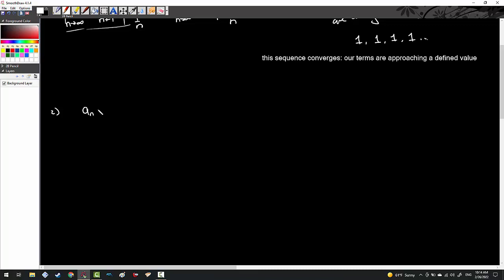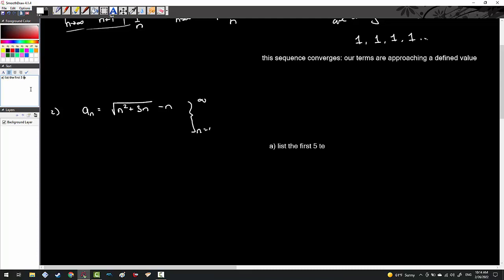We'll bring back an old friend here. I'm going to say a sub n is equal to the square root of, say, n squared plus 3n, minus n. And I'm going to give you guys a different kind of notation for this. I'm going to bracket it off, and I'm going to say from n equals 1 to infinity. Basically, that's just saying, hey, these are all the terms from 1 to infinity as defined by this sequence generator. So our first step here is I'm going to ask us to list the first 5 terms. And then part B, the question is going to be, does the sequence converge or diverge?